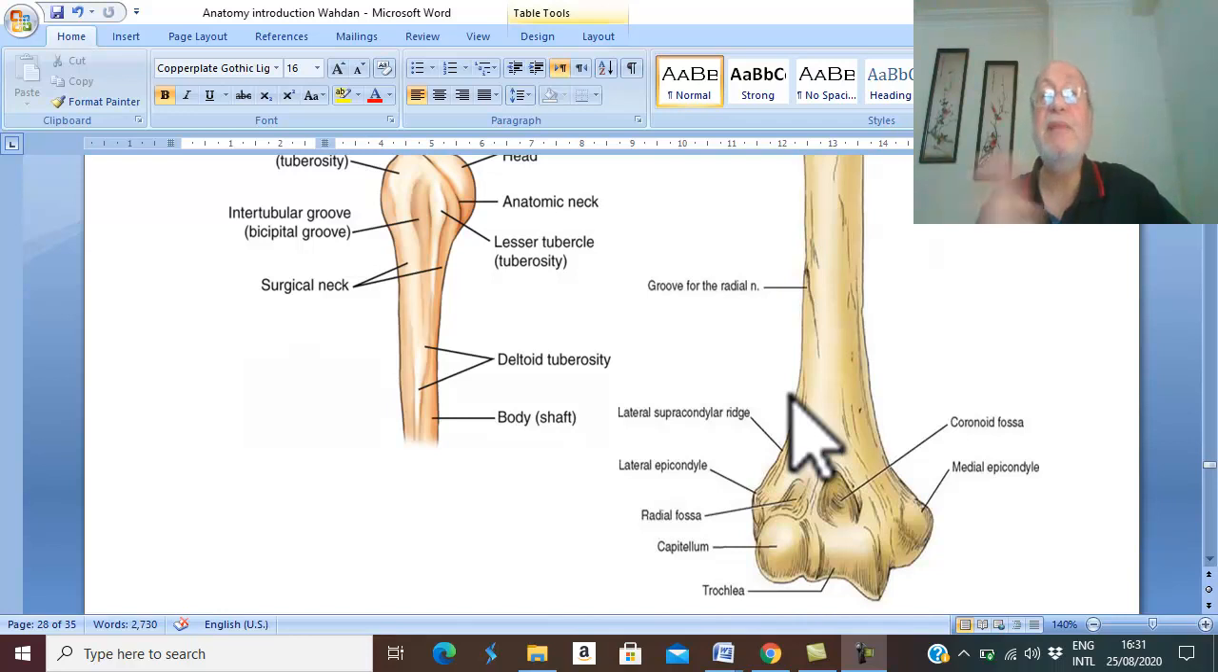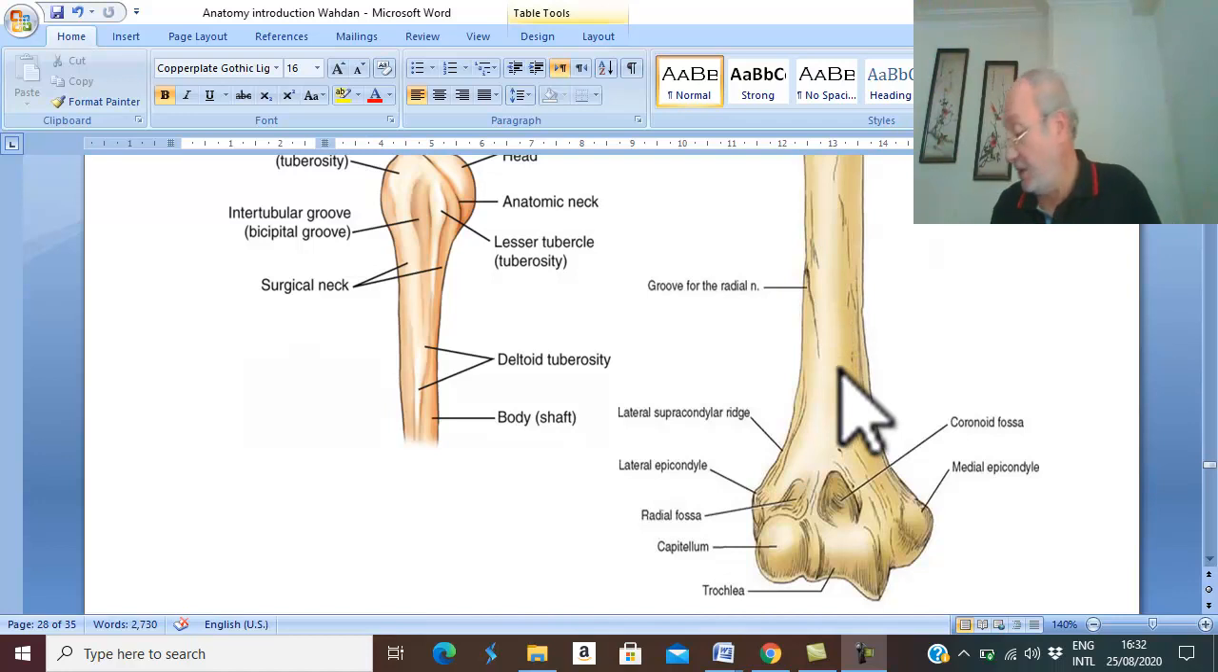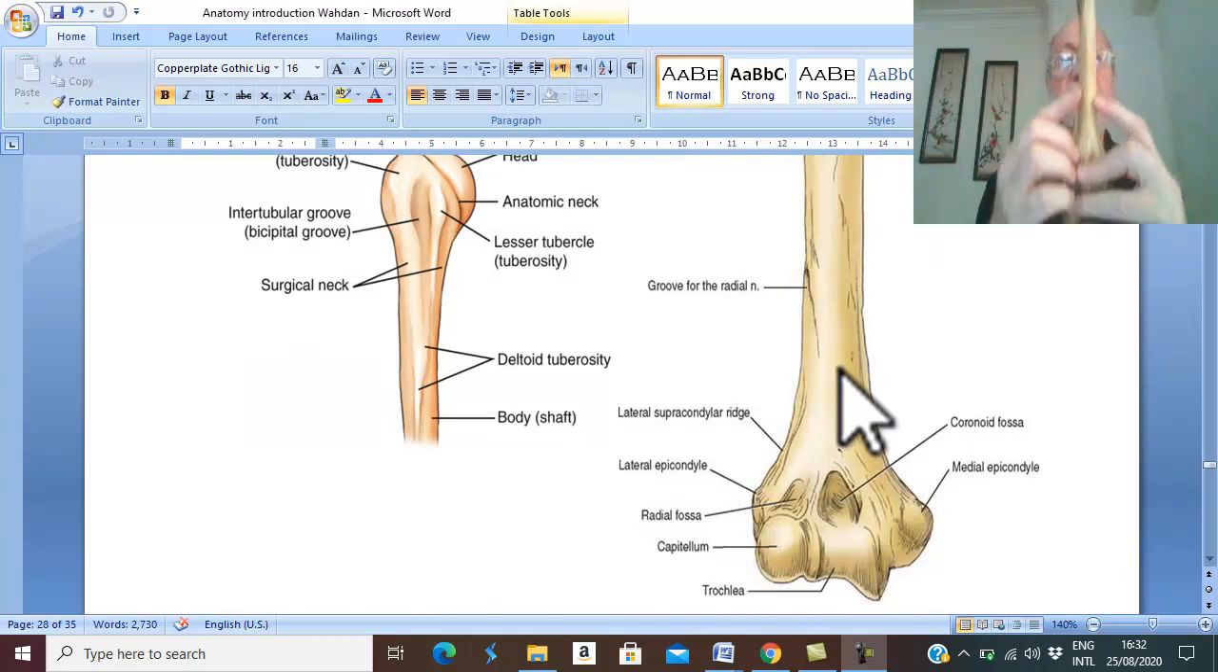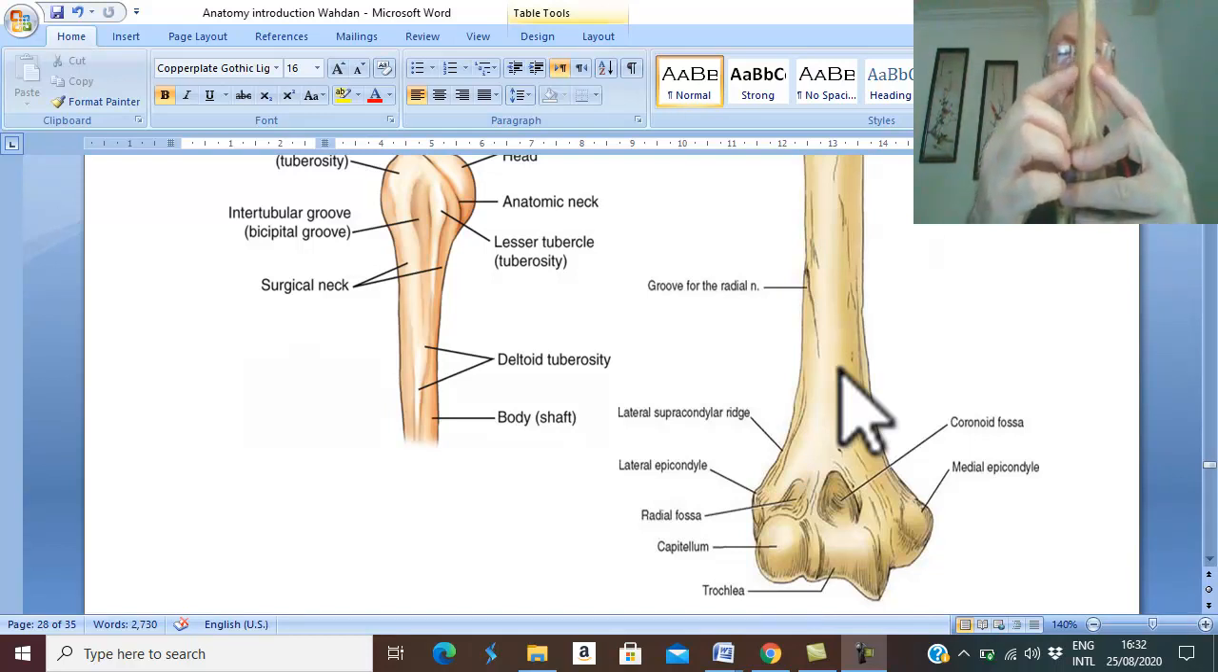These borders separate between two surfaces and may be sharp, like this sharp border, or rounded border, separating the surface. This is the same bone, this is the humerus. It has an anterior blunt border separating between two surfaces. My fingers are on the surfaces.